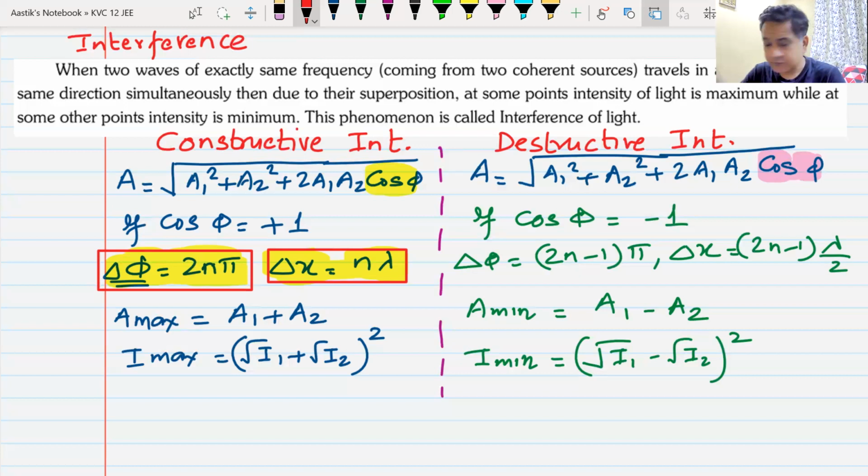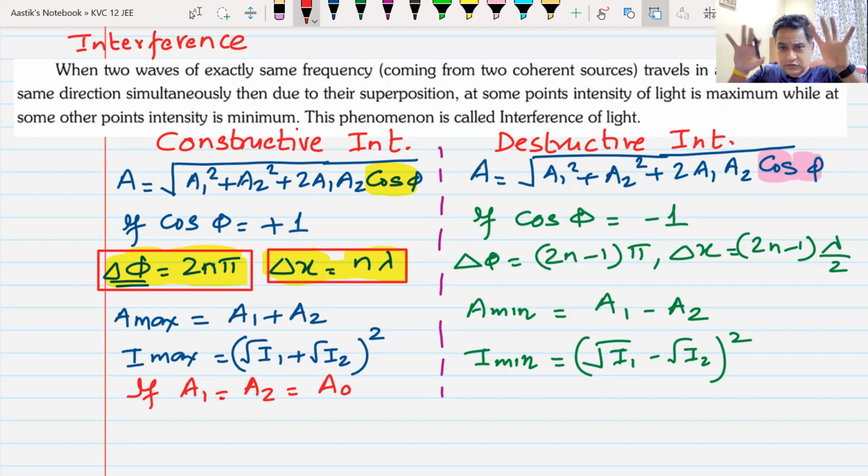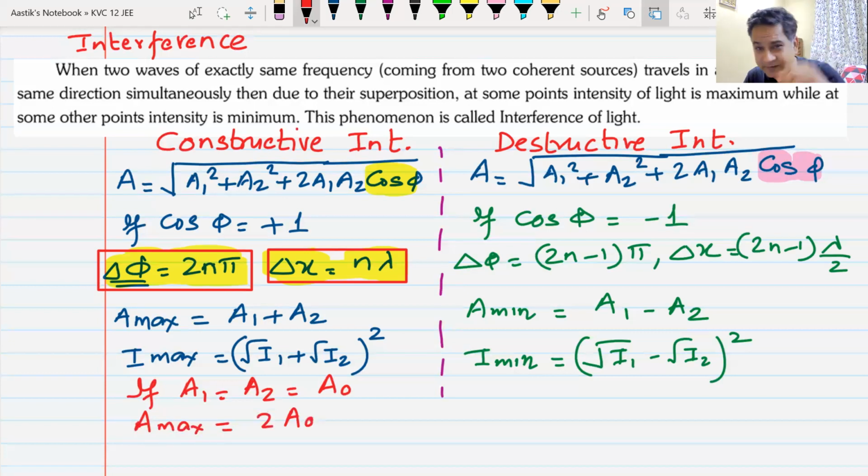Okay, now we can do a special case, and this special case has come many times in many exams. So the special case goes like this. If A1 is equal to A2, both are same. Let me call this A0. The amplitudes of both the waves are same, A0. What will be the value of A max? And you can understand that this is 2A, equal to 2A0. 2 times amplitude you will get.